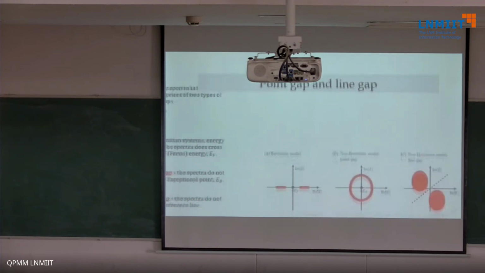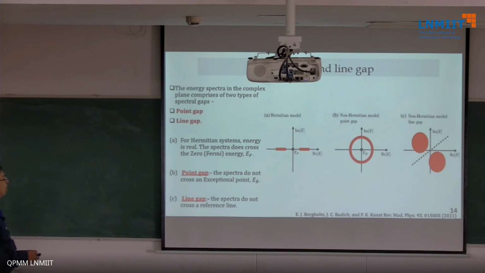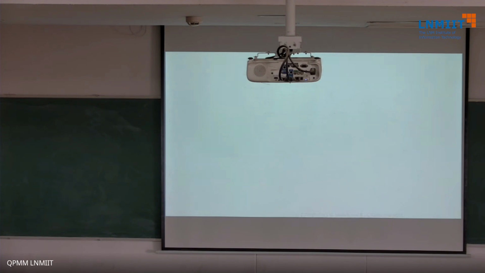There is another thing called point gap and line gap. In a normal Hermitian model, you have real eigenvalues, and they are on two sides of the Fermi level or whatever. They're nicely separated by the Fermi point. In a non-Hermitian model with a point gap, if you plot imaginary E versus real E, it will be distributed like this about a point. And in some other non-Hermitian model, you can have eigenvalues that are distributed like this about some line and not about some point. So these are called line gap, and these are called point gap. Both are there depending on what kind of non-Hermiticity you have.